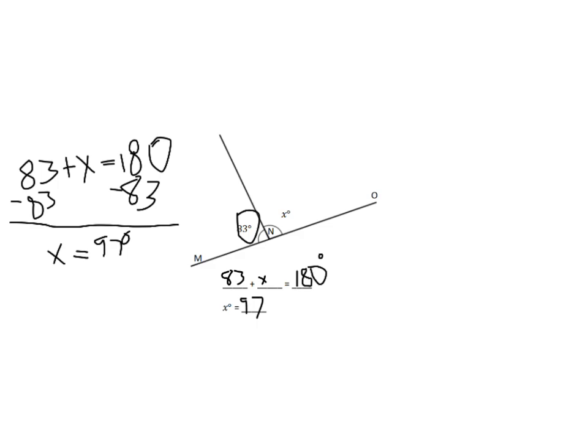So x is 97, and if you ever wondered how you could make sure it is right, you could add 83 plus 97 to get 180.